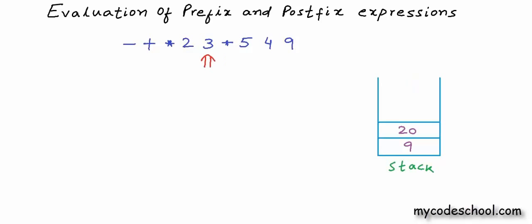Now we have 3 and 2. Both will go onto the stack, and now we have this multiplication operation. 3 and 2 will be popped and their product 6 will be pushed. Now we have this addition. The 2 elements at the top are 20 and 6. They will be popped and their sum 26 will be pushed. Finally we have this subtraction. 26 and 9 will be popped out and 17 will be pushed. And finally this is my answer. Prefix evaluation can be performed in a couple of other ways also, but this is the easiest and most straightforward.